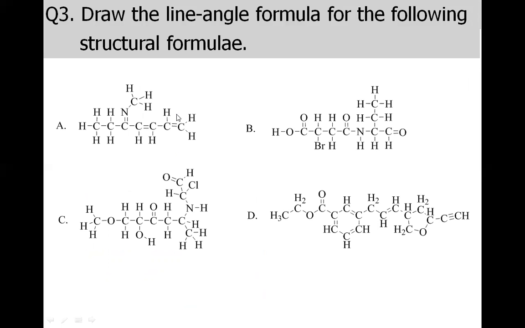So basically, line angle formula is the compact form of the structural formula, the expanded structural formula. In the line angle formula, basically we do not show the carbons, rather we draw a zigzag line representing a chain of carbon and with the appropriate number of hydrogens. So let's discuss the first case, the compound A. We have to draw the line angle formula of this compound.